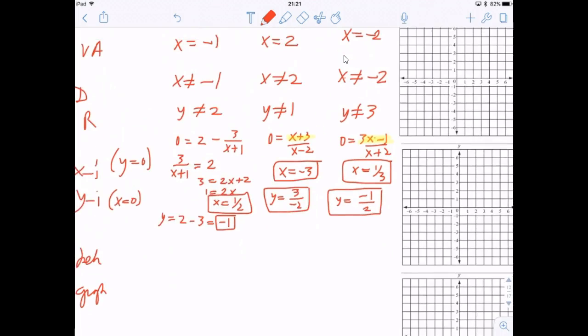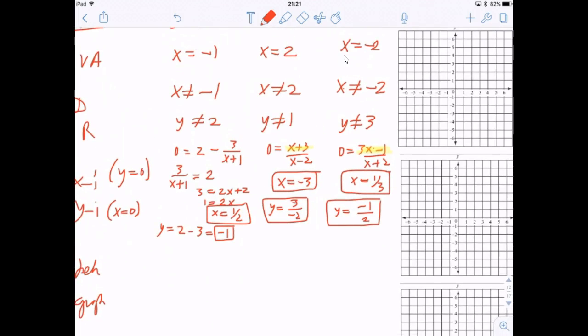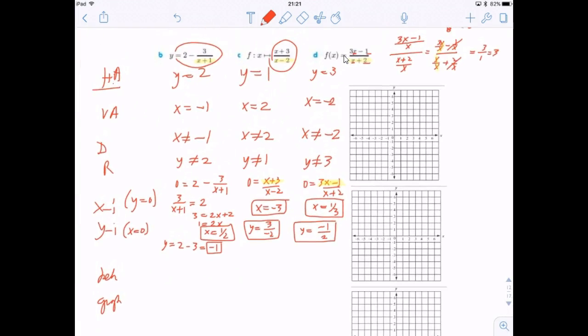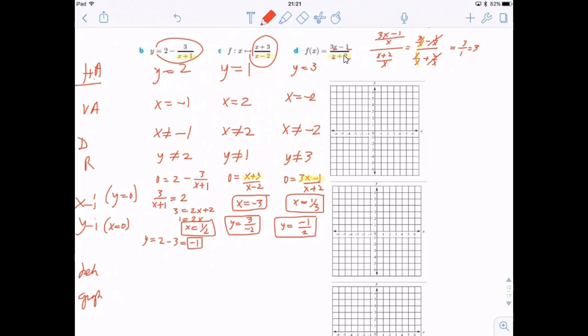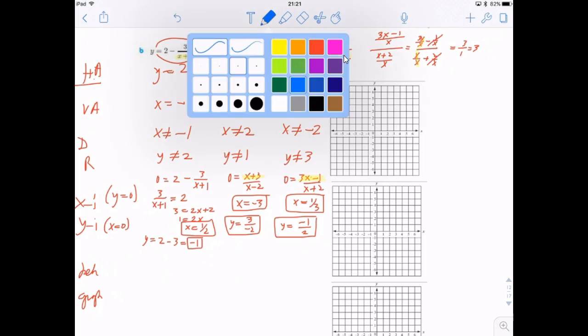Okay, to determine our behavior as the function approaches the horizontal asymptote and the vertical asymptote, I think it might be easier if we just draw this instead of actually figuring it out like we did on the last page. So let's just graph it and then we'll figure out the behavior, okay?